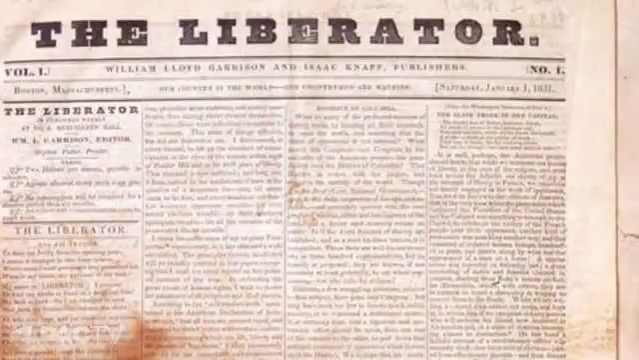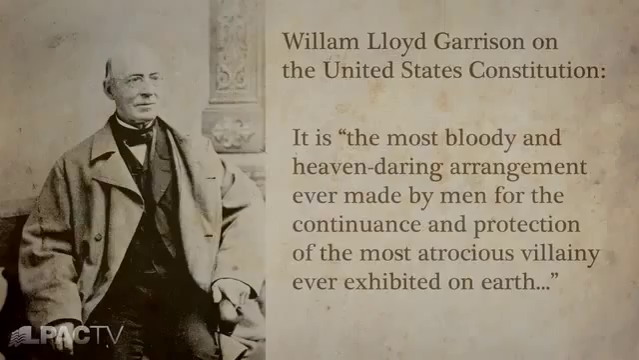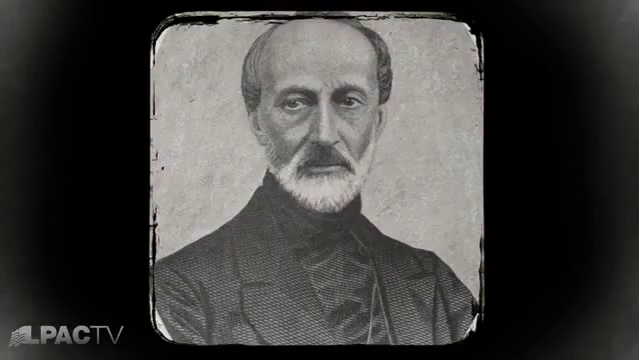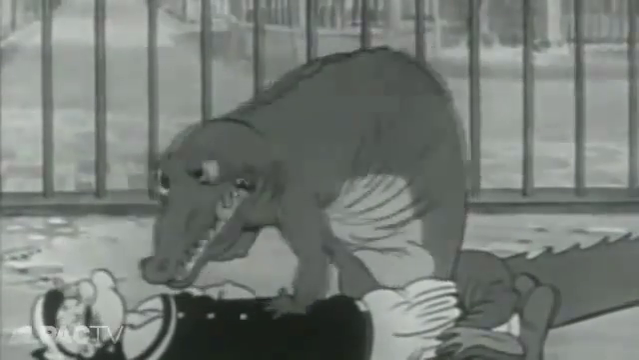In a speech given in England and reprinted in the London Patriot in 1833, he called the U.S. Constitution the most bloody and heaven-daring arrangement ever made by men for the continuance and protection of the most atrocious villainy ever exhibited on earth. But Garrison would also be a great admirer of Giuseppe Mazzini, writing the introduction to Mazzini's autobiography, where he reminisced about their close friendship years later. Such are a sampling of the inmates at Palmerston's Zoo.